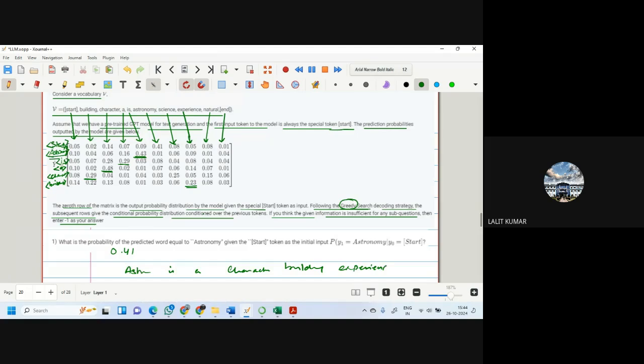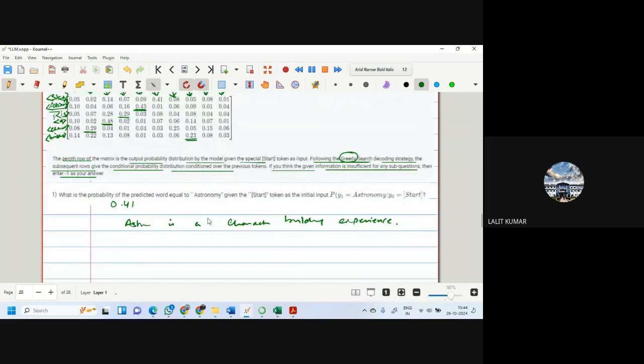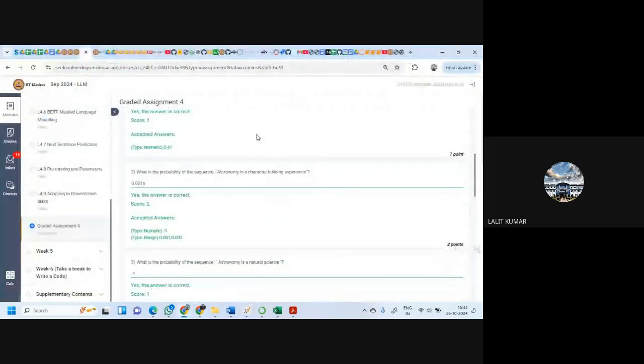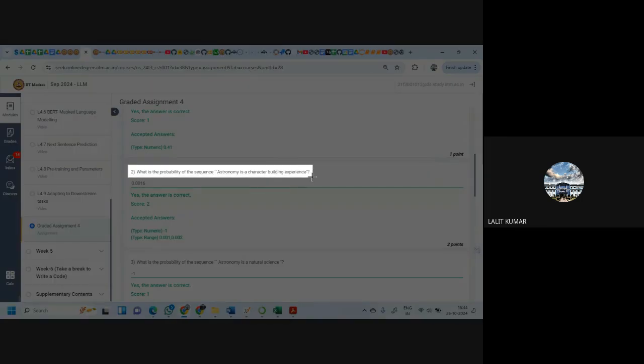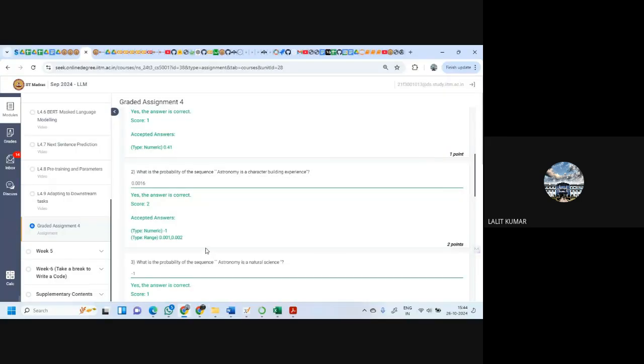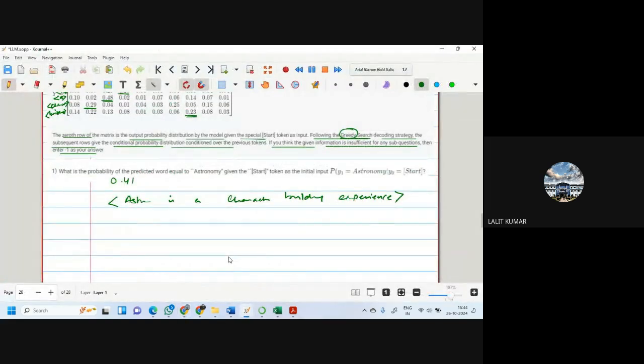Okay, I think the next question is that only, and we have to find what is the probability of this entire sequence. In this also, they have given both answers because the question is slightly ambiguous.